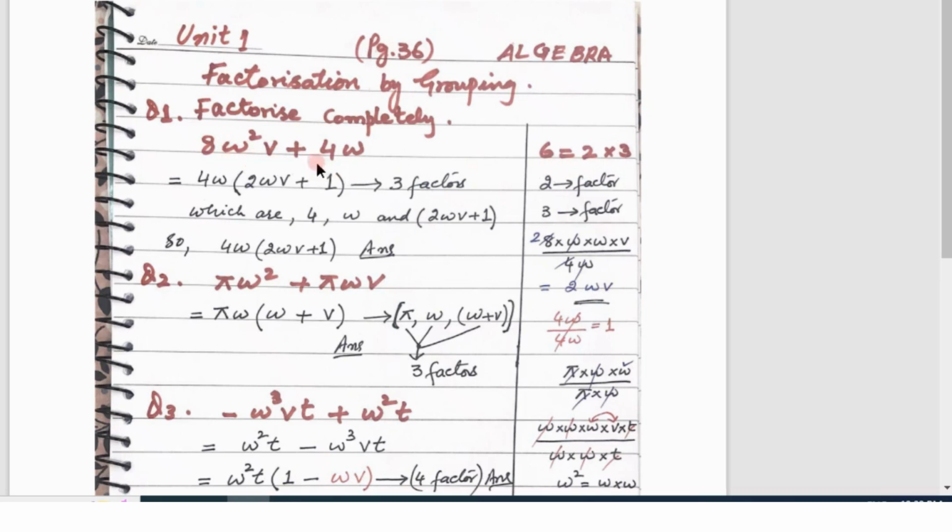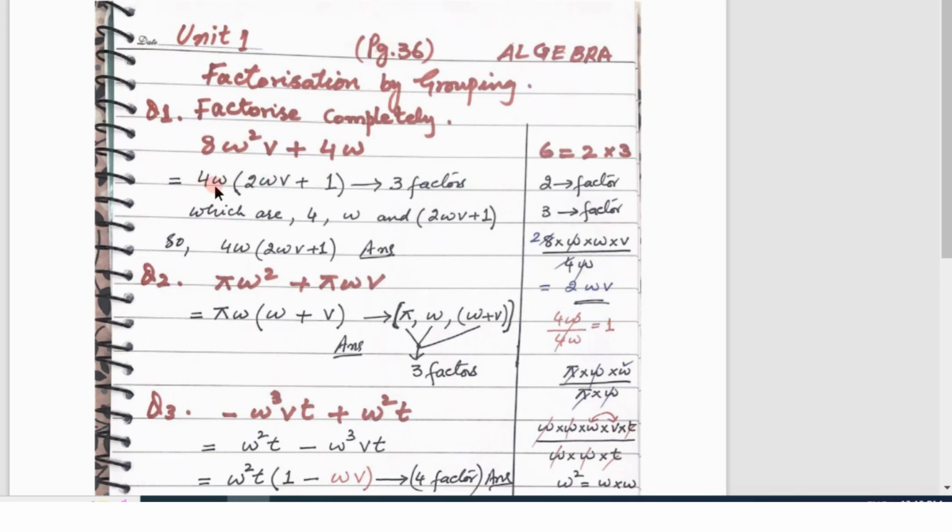What is common out of these two terms? It's very obvious. 4 is common out of 8 and 4, because 4 can divide 8, 4 can divide 4. So we will pick up 4 outside. W square and W. Which alphabet has the least power? One has power 2, the other has power 1. Where there is no power, it means there is power 1. So W has power 1 in the second term. So we will pick up the same variable with the least power as common. So 4W is common of these two terms.